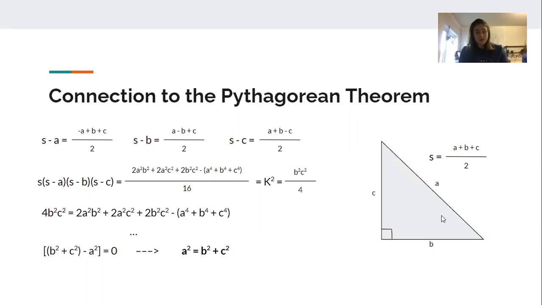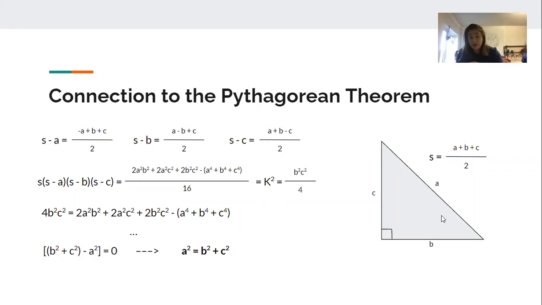So then if we multiply that all out, so if we did s times s minus a times s minus b times s minus c, using these new formulas that we got, we can find that big nasty fraction in the middle of the screen with the 2a squared b squared plus 2a squared c squared and so on. And that's all going to be under the radical sign from Heron's formula. And then if we square both sides, we know that k squared, which is the area squared, is going to be equal to that big fraction.